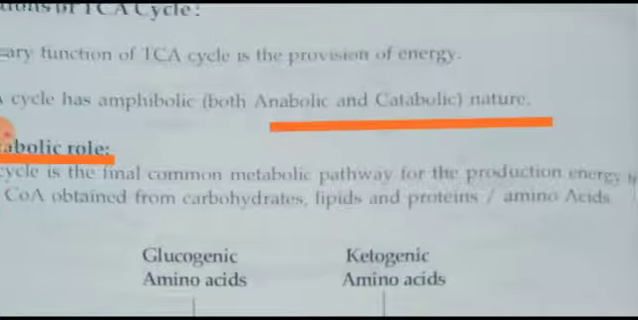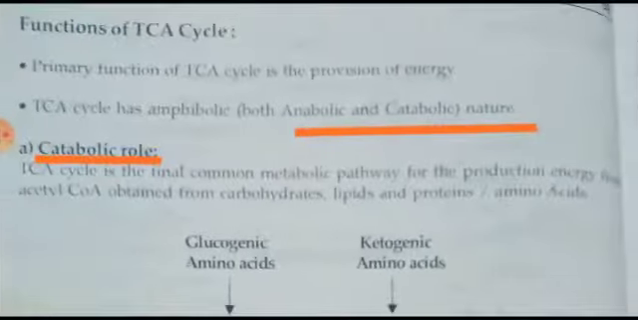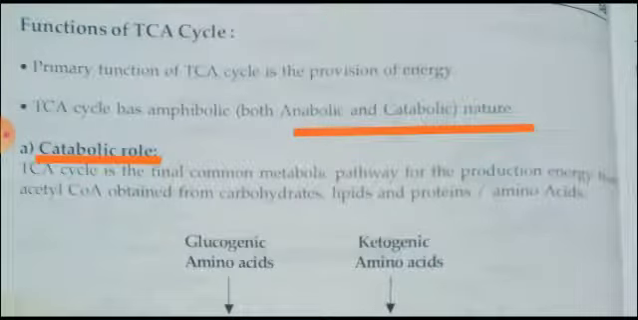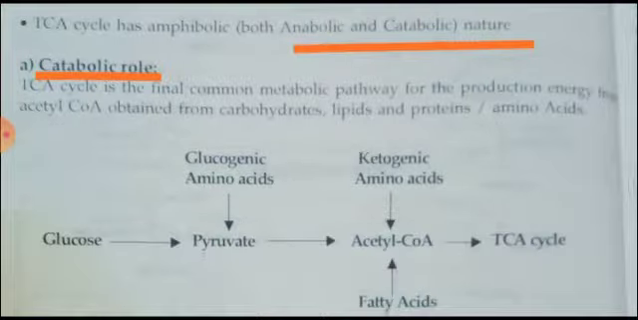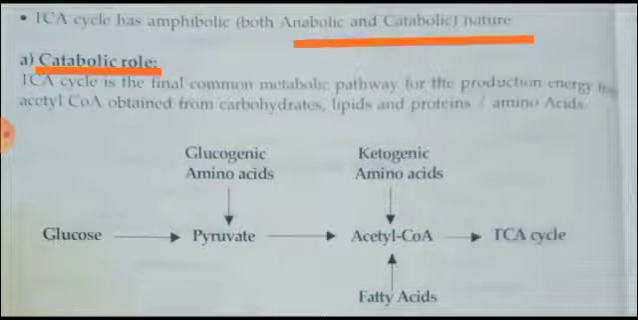So glycolysis is only a catabolic pathway, but the TCA cycle is both catabolic and anabolic, hence it is called an amphibolic pathway. Catabolic role: TCA is the final common metabolic pathway for production of energy. The acetyl CoA obtained from carbohydrates, lipids and proteins gets converted to energy compounds such as NADH, FADH and GTP, as we just discussed.